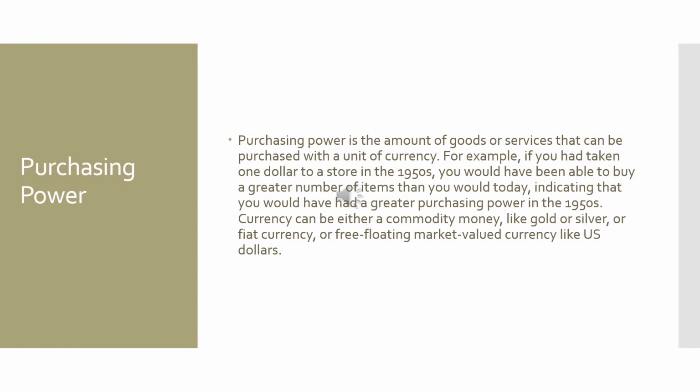Purchasing power. Purchasing power is the amount of goods or services that can be purchased with a unit of currency. For example, if you had taken $1 to a store in the 1950s, you would have been able to buy a greater number of items than you would today, indicating that you would have had a greater purchasing power in the 1950s. Currency can be either a commodity money, like gold or silver, or fiat currency, or free-floating market-valued currency like US dollars.